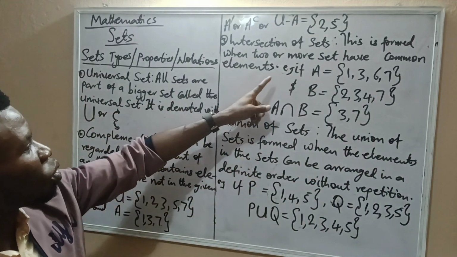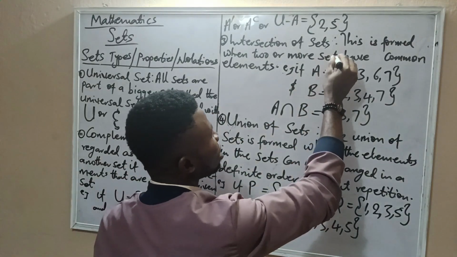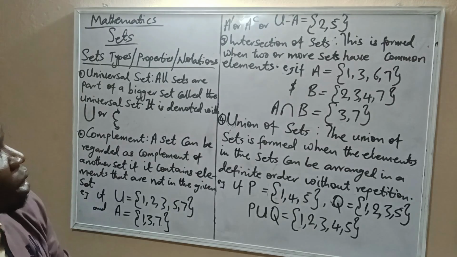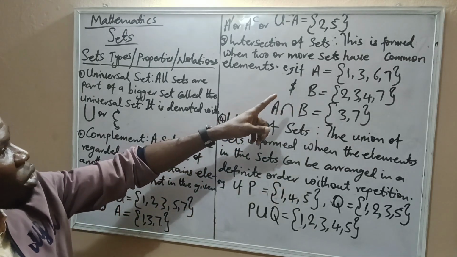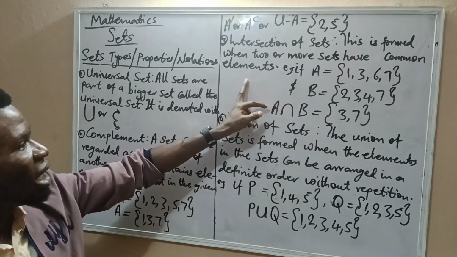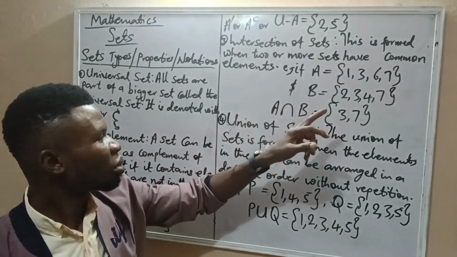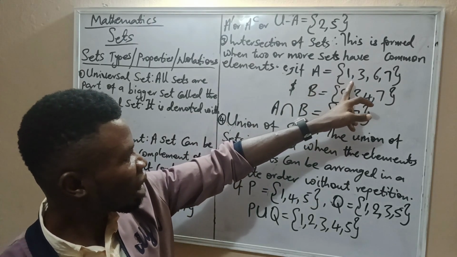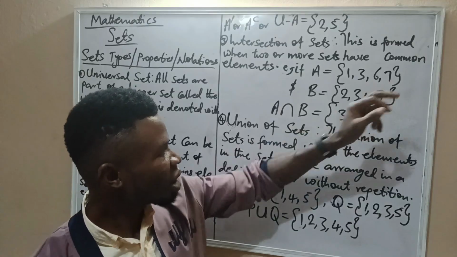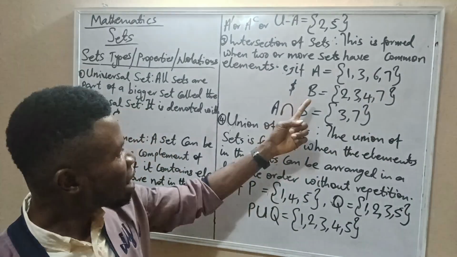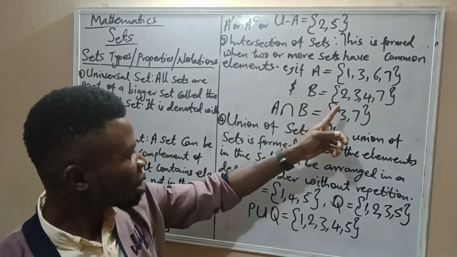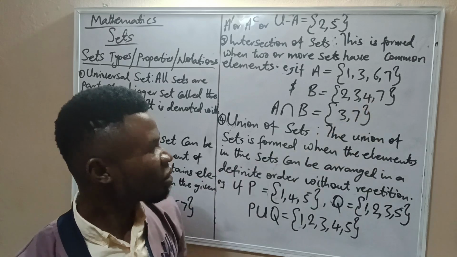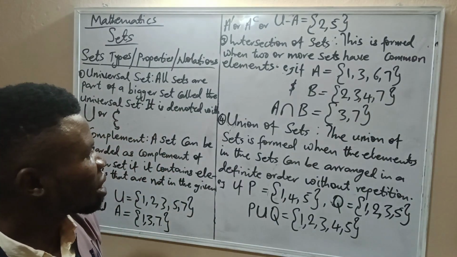This is formed when two or more sets have common elements. Example, set A has elements like 1, 3, 6, 7, and then set B has 2, 3, 4, 7 as the elements.